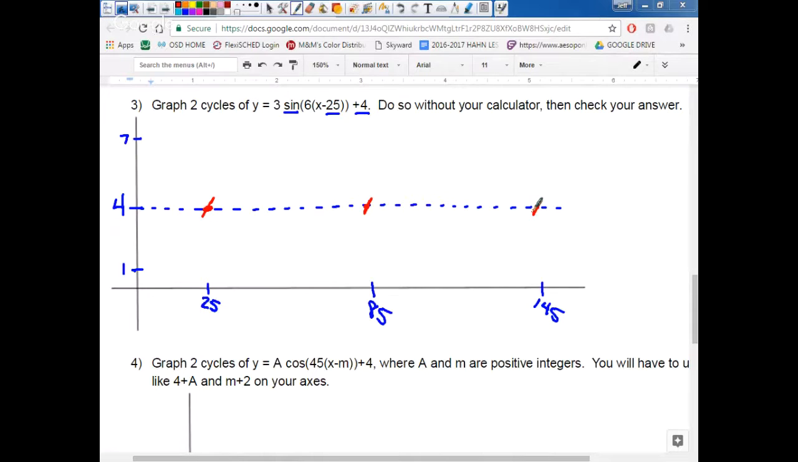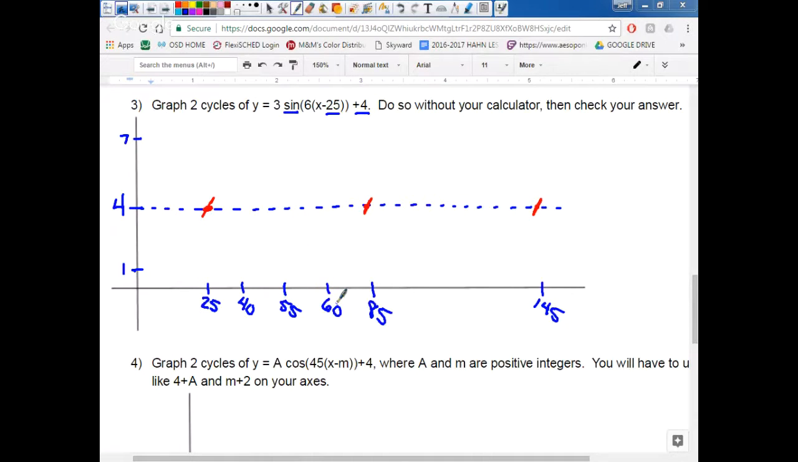Now, to get the other pieces, I use symmetry. So the middle of 85 and 25 is 55. Yeah, 55. The middle of 55 and 25 is 40. And the middle of 55 and 85 must be 70. I think those are all right.